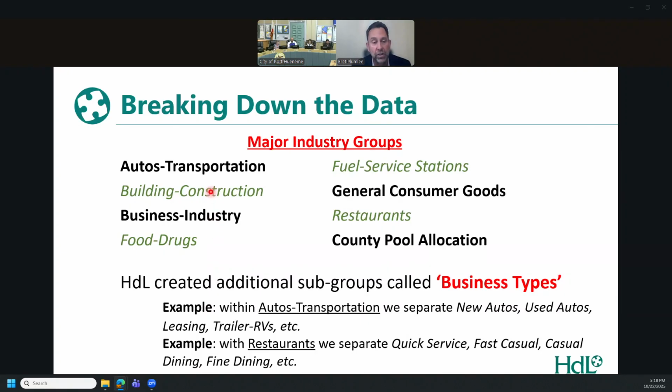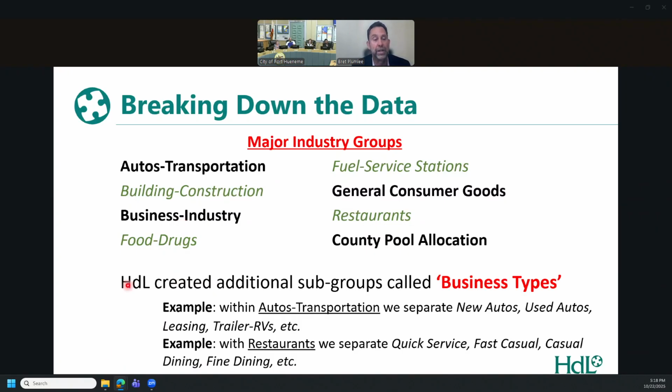Building and construction, the largest business type in that sector is building materials. So the Home Depot do-it-yourself type stores are included in that sector. That's the largest business type, building materials within building construction.